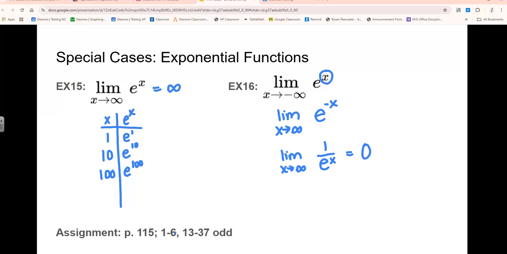13 through 37 odd is your homework. It is fine to use shortcuts on that. So if all you have written down is 13 is 2/3, like, don't even copy the problem. That's fine. Because I don't want these to be ones that take you a really long time. It's way more problems than we usually do because you should be able to do them quickly.